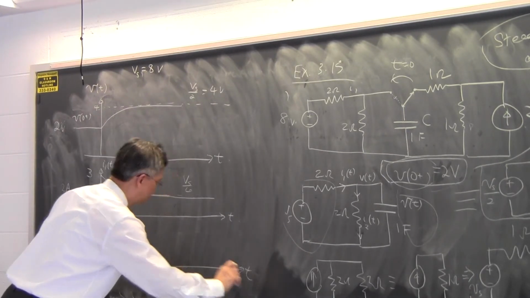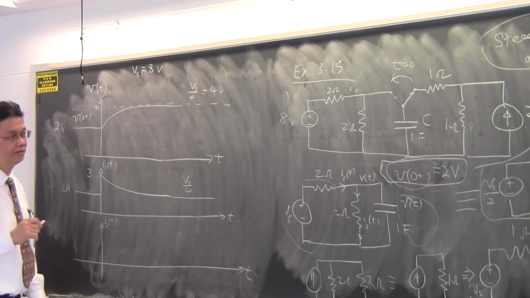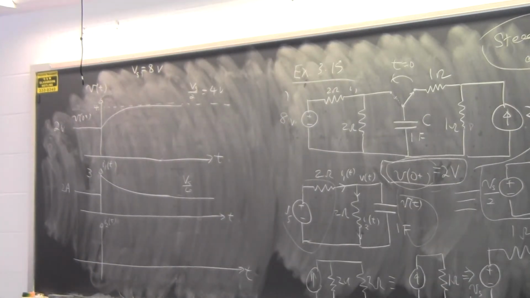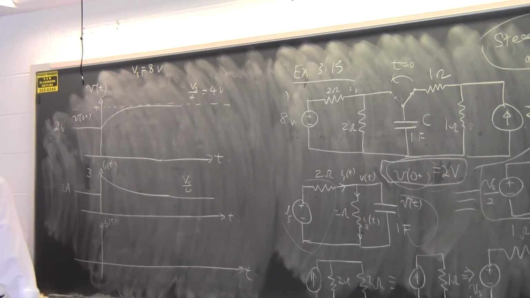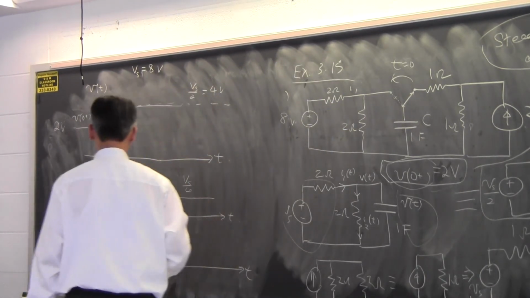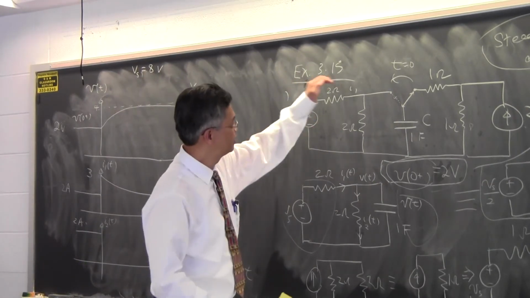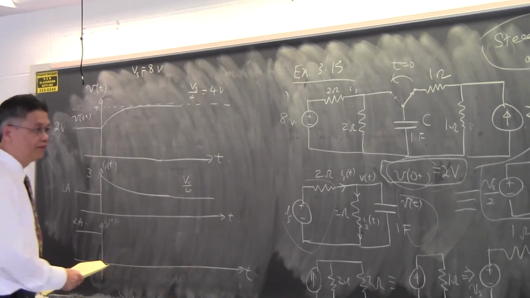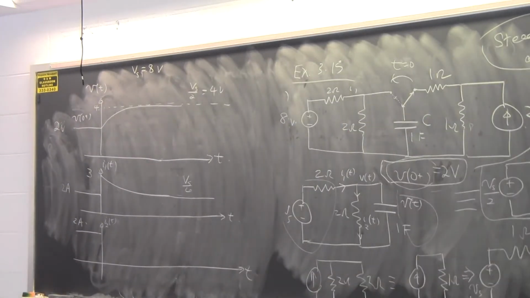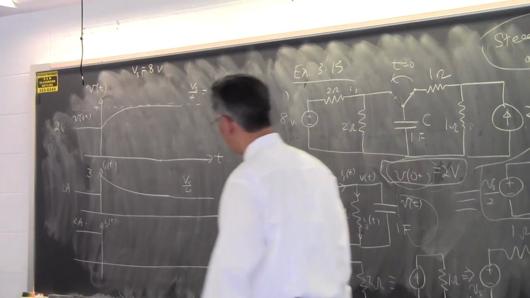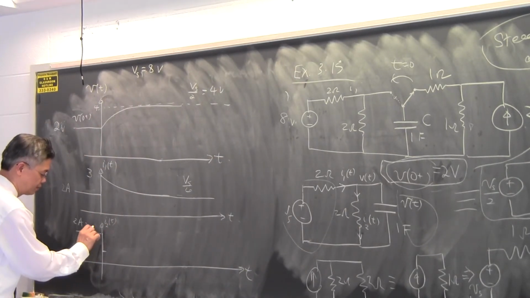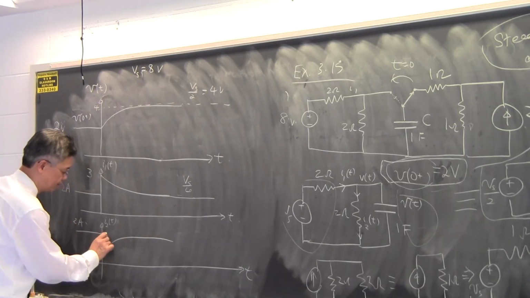And then the next thing you need to do is to plot I2 of t. You look at this again. I2 at 0 is V0 plus, which is 1 amp. So it starts out with 1 amp. Before you flip the switch, you can figure out I2: I2 and I1 are the same, 2 amps. And then after you flip the switch, it switches over to 1 amp. So this is 2, this is 1, and the plot looks something like that.